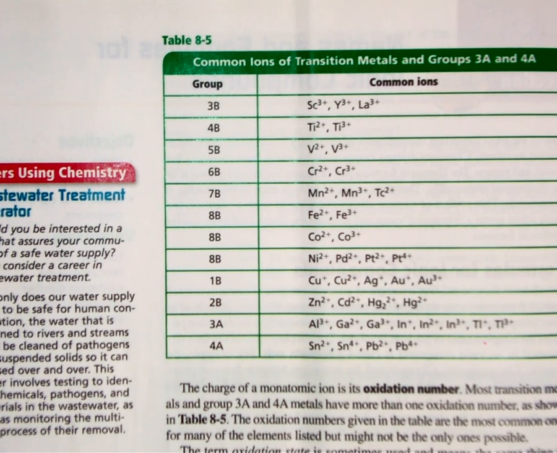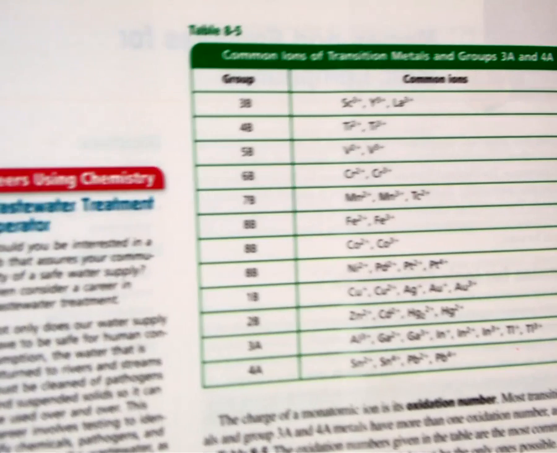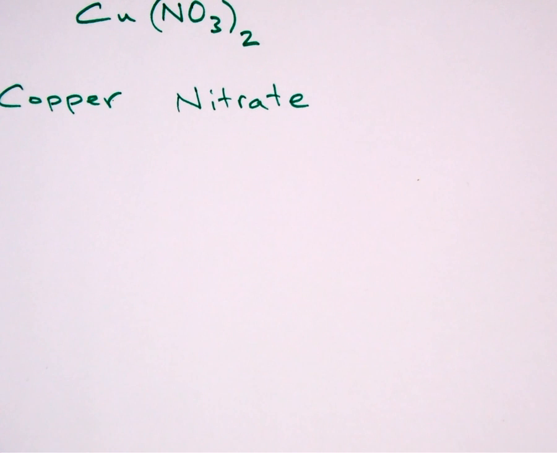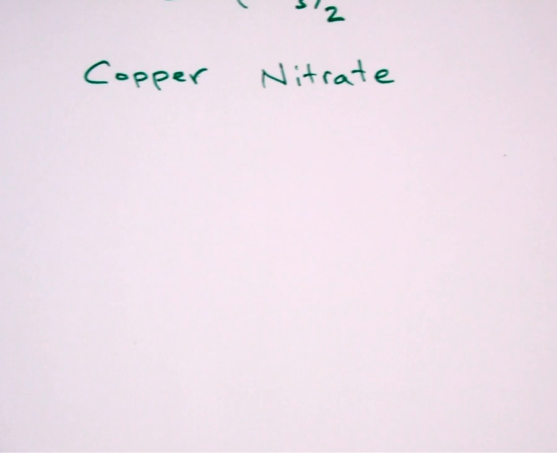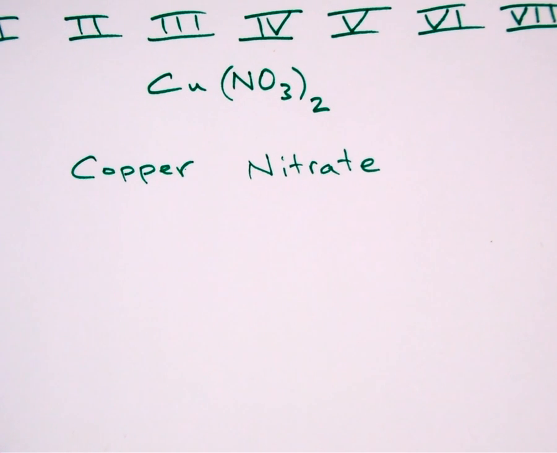So my question is, is copper one of the elements that does have multiple charges? Yes. What are the possibilities for copper? What are the charges it could have? 1 plus and 2 plus. Now, here's the question. How do we know?